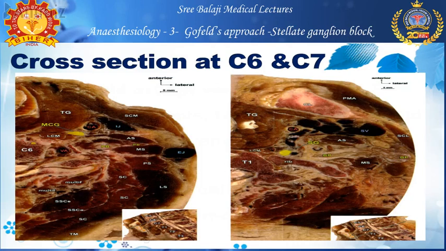In this picture, you can see the cross section of the neck at the level of C6 and C7. Though the stellate ganglion is present at the level of C7, it is very closely located to the vertebral artery. So any attempt at blocking the ganglion can result in accidental injury to the vertebral artery, thereby jeopardizing the blood supply to the posterior half of the brain. On the picture on the right side, we can see the ganglion at the level of C6, which is the middle cervical ganglion, quite away from the vertebral artery, where the vertebral artery has already entered into the transverse foramen.